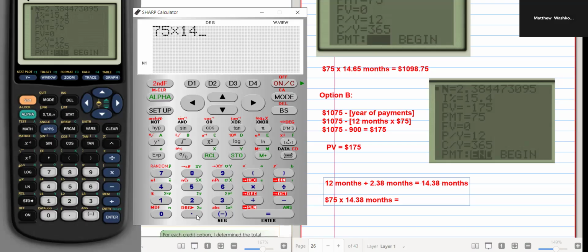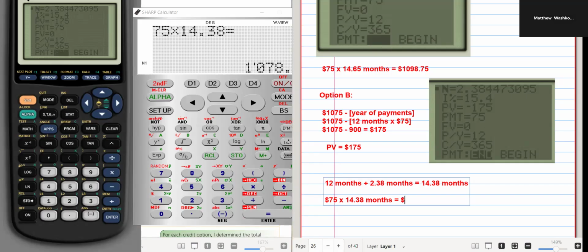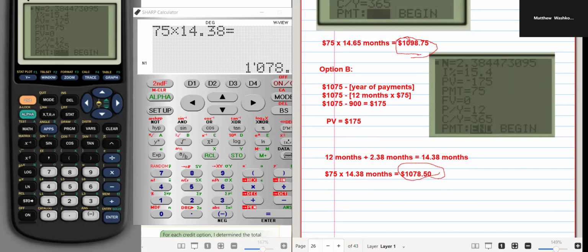So $75 times 14.38 is $1,078.50. So which one of these is better? Obviously, it's option A, right? Because it's cheaper. You pay the same amount for less. So that means it's cheaper, right?